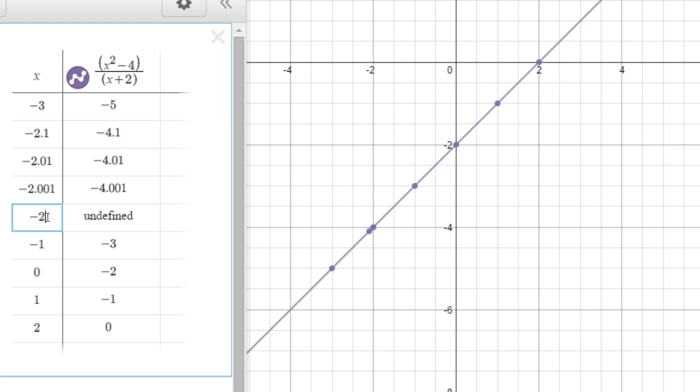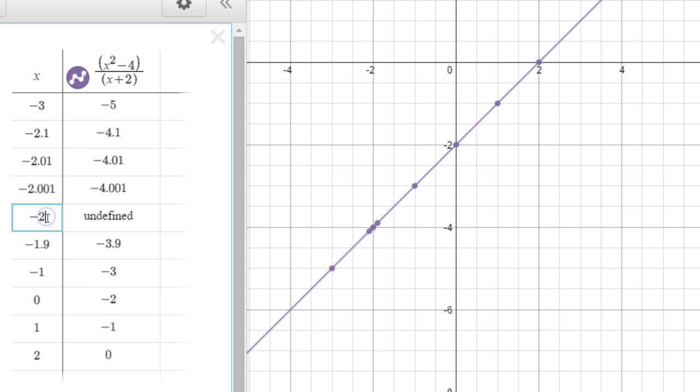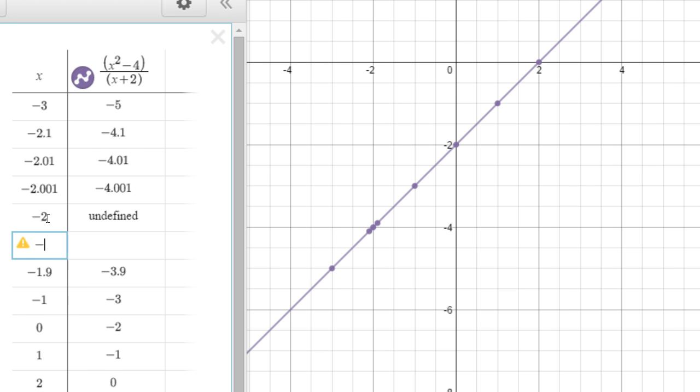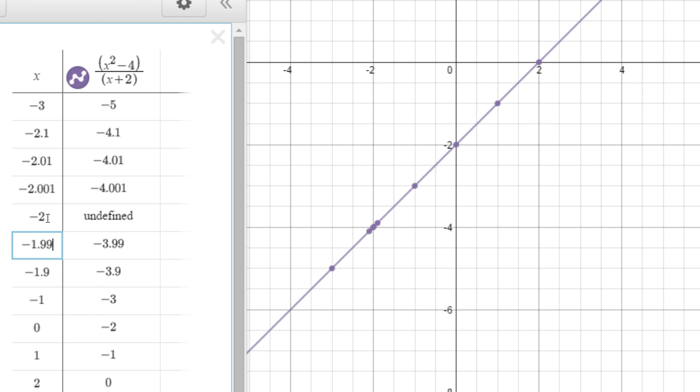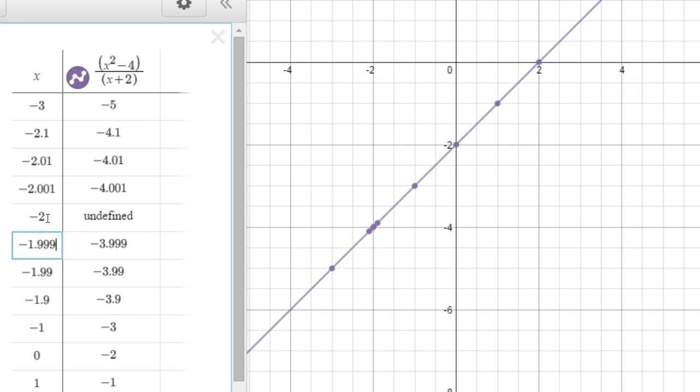Whereas if we get really close to -2 from the other direction, which is -1.9, and then we go for an even closer number, -1.99, as you can see, the more numbers I put in that are close to -2 from the right side, I'm going to get values that are really close to -4.